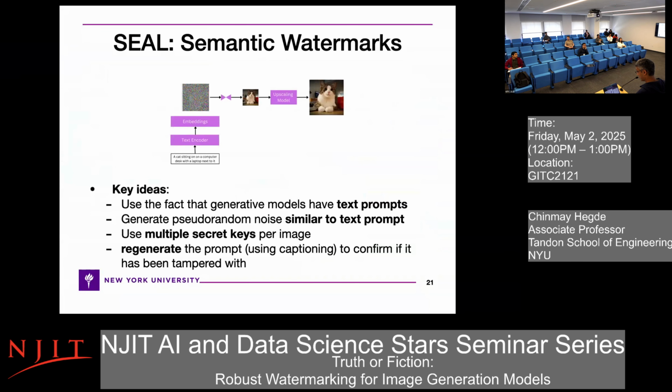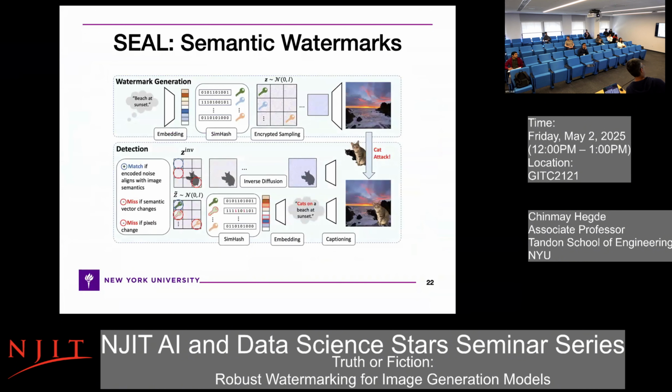Let's see. So notice that there's an inverse diffusion process for estimating the noise vectors. And the inverse diffusion process requires you to know the weights of your model. So in that sense, the verification is white box. Okay. But what about the Wind one?